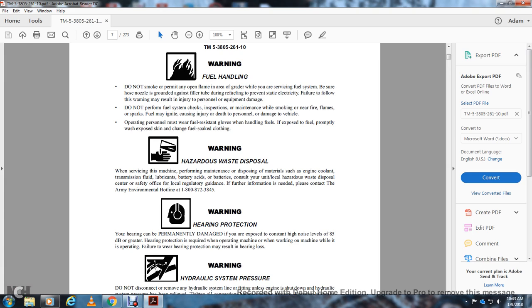Warning, your hearing may be permanently damaged if exposed to constant high noise at 85 decibels or greater. Hearing protection is required when operating the machine or working on the machine while it is operating. Failure to wear hearing protection may result in hearing loss.